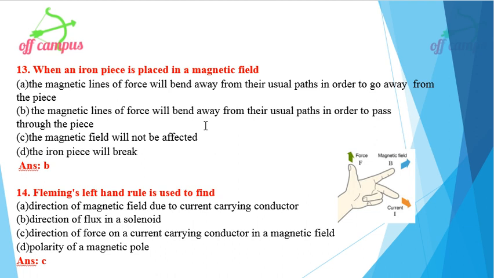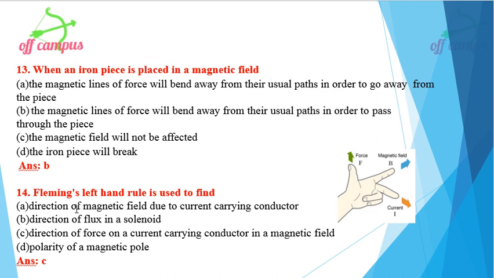Then Fleming's left hand rule is used to find... See, this is Fleming's left hand rule. It is used to find the, what is that? This thumb finger shows the force, the forefinger denotes the magnetic field, and the center finger denotes the current I.